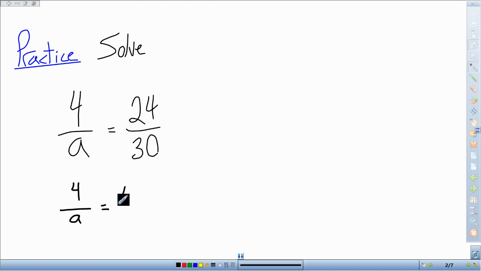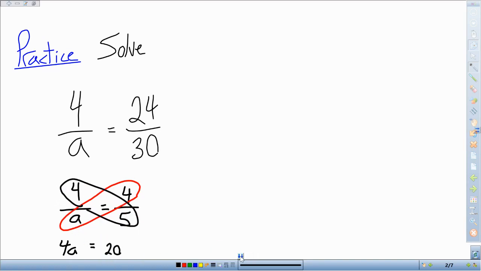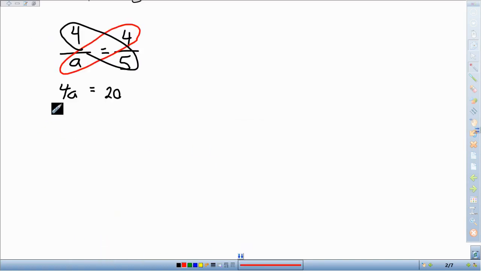Okay, 6 goes into 24 4 times, and it goes into 30 5 times. And now we're left with a proportion that is a lot easier to deal with, right? So let's go ahead and cross multiply. By the way, when you cross multiply, just like before, cross multiply with whatever has your variable first. So that's why I always start with that. So 4a equals 4 times 5 gives me a 20. All right, and now again, I can get rid of the 4 by dividing. These just so happen to be dividing evenly, which is nice, but 4 goes into 20 5 times.